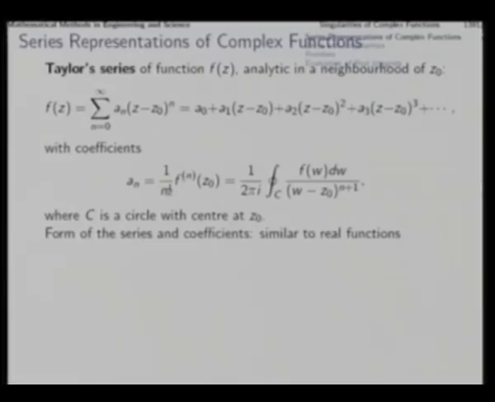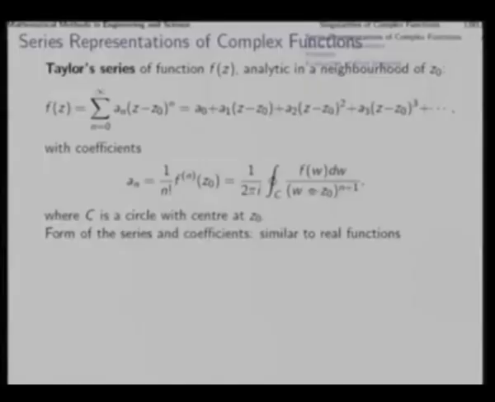And from the previous lesson, we know that this can also be represented in this manner. This we derived from Cauchy's integral formula through n differentiations. Now, here this curve C for the contour integral is a circle with its center at z0. Now, the form of the series and coefficients we can see are similar to real functions.